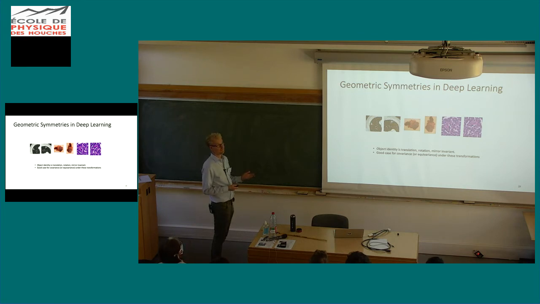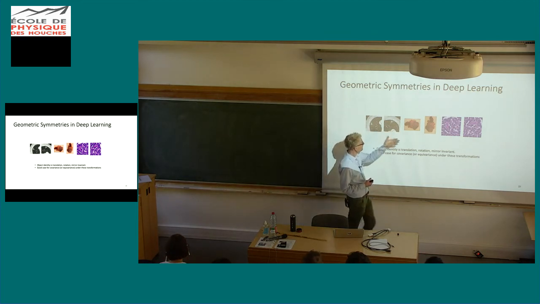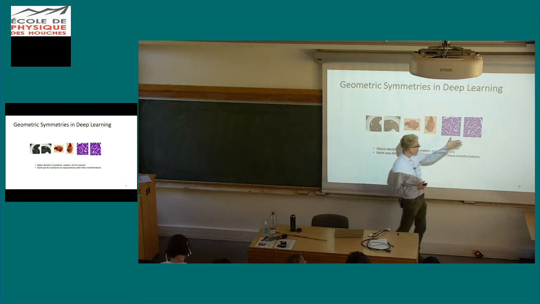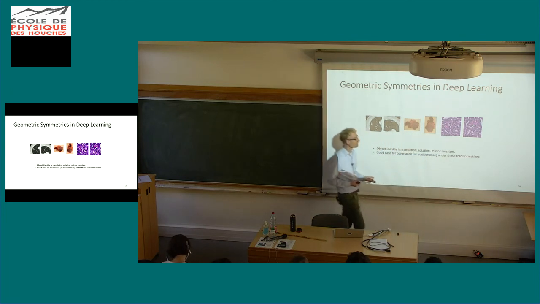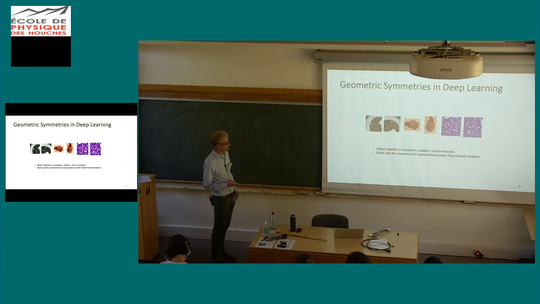So that was graph symmetries, which were permutations. But you can also look at other symmetries. For instance, this is a lung nodule detection. This is skin lesion detection. This is pathology slides. Clearly, it doesn't matter if I rotate that image. The answer of my classifier should still give me the same result.